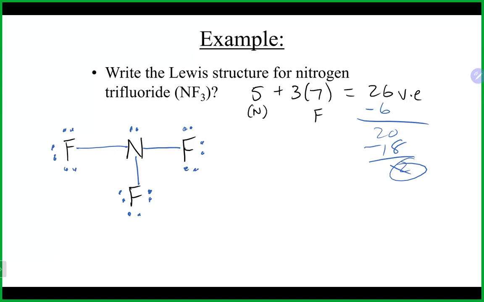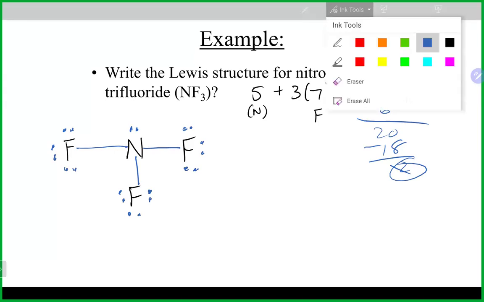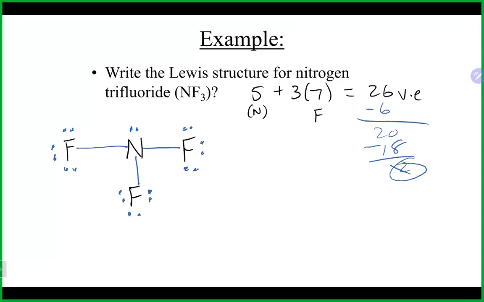Now, what we want to check at this point is, does everybody meet the octet rule? So we're looking for 8 electrons around everybody. That is 2, 4, 6, and 8 for that. 2, 4, 6, and 8. 2, 4, 6, and 8. And 2, 4, 6, and 8. So everybody here has 8 electrons. We have a grand total of 26 electrons in our picture. And again, this would be the correct Lewis structure without all the highlighting, obviously.